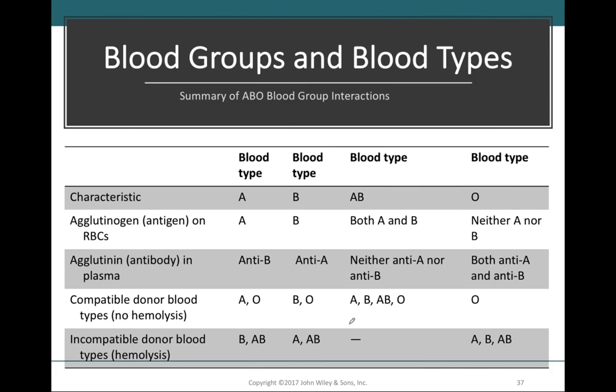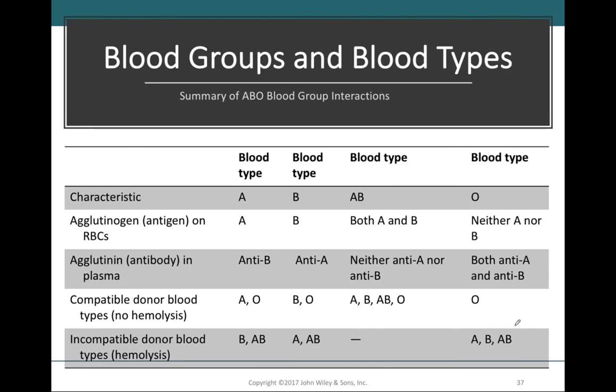This means that the AB individual can receive all types of blood because there are naturally no antibodies for any of these antigens floating around in the blood. However, the opposite is true for the O blood types. The O blood types are considered the universal donor. Because they're going to have both of these antibodies in their blood, they can only receive from other O individuals. So this limits individuals that are O blood type to only receiving from other O donors.